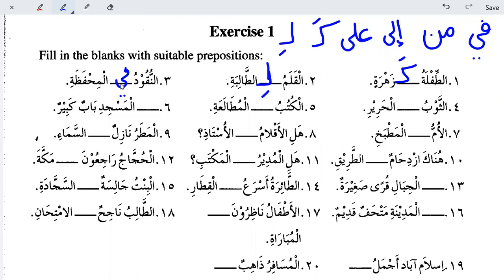As-saub kal-hariri. Or you can also say as-saubu minal-hariri. The robe is made of silk. Next, anyone can answer.